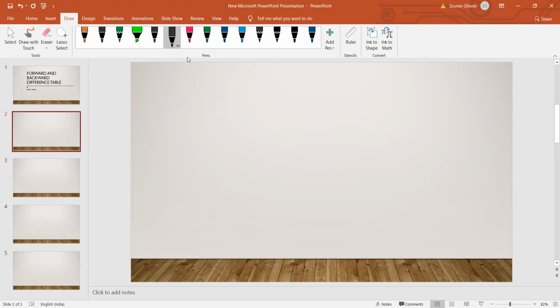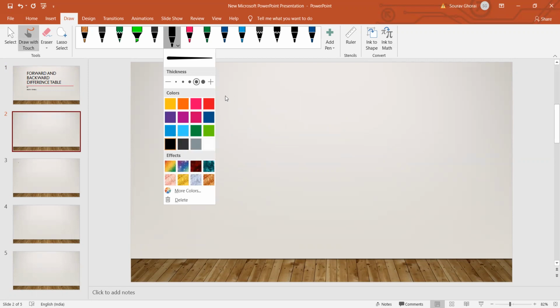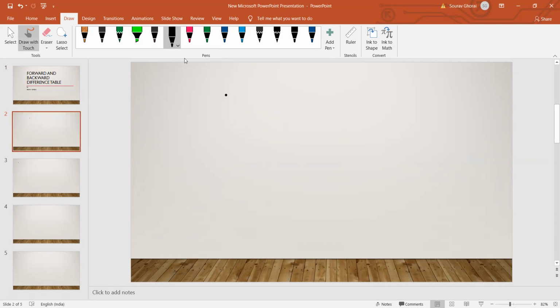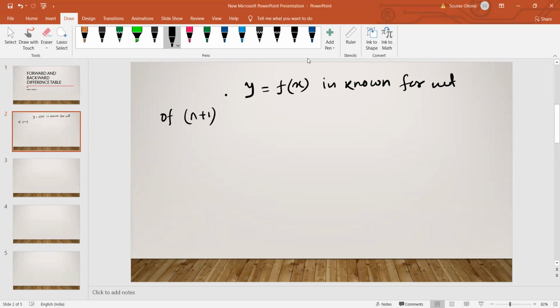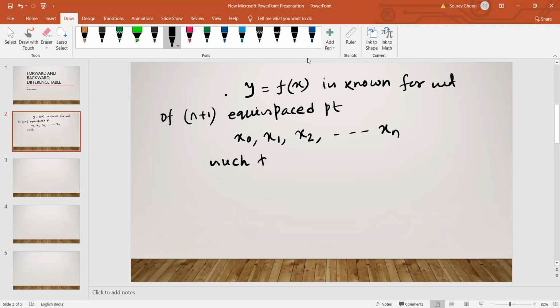Say we consider a real valued function y is equal to f of x, and it is known for a set of n plus 1 equispaced points, namely x0, x1, x2 dot xn, such that there is a relation xi is equal to x0 plus ih.